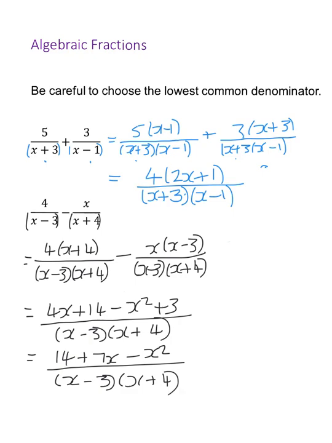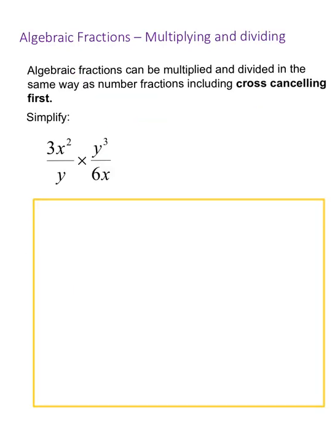Now at this stage you'd have a look at the numerator and see if you could factorise it. We can't factorise it, so we'll leave that as our final answer. So when we're multiplying fractions, we always want to try and cross cancel, so any term in the denominator can be simplified or cancelled down with any in the numerator. That's only when you multiply.